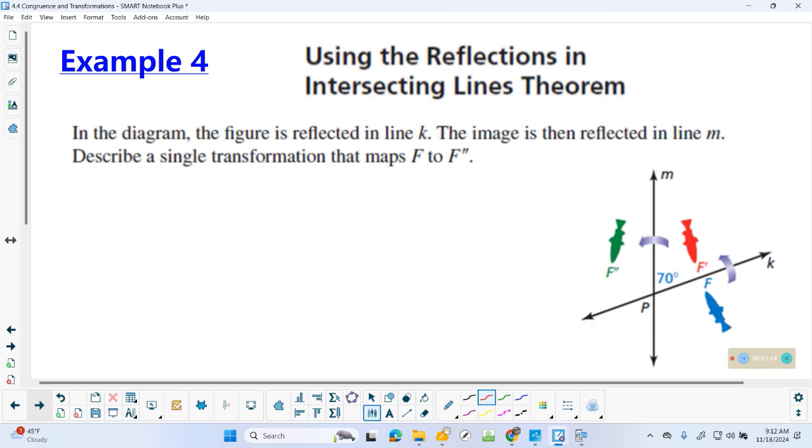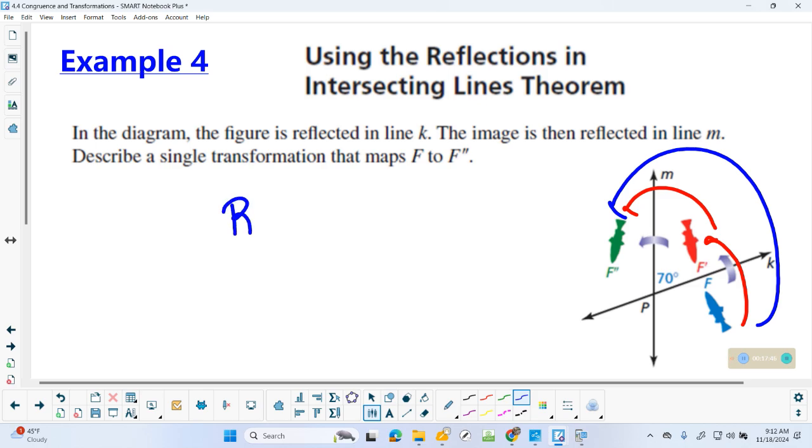In the diagram, the figure is reflected in line K. The image is then reflected in line M. Describe a single transformation that maps F to F prime. So you're looking at the picture here, and you can see the red goes to the green. But we want a single transformation that goes from the green to the blue. A double reflection is the same as a rotation. So I know that's what they're doing. They're rotating it.